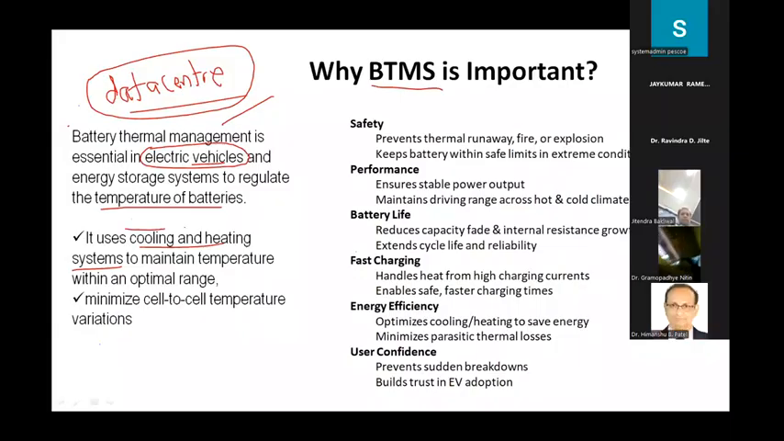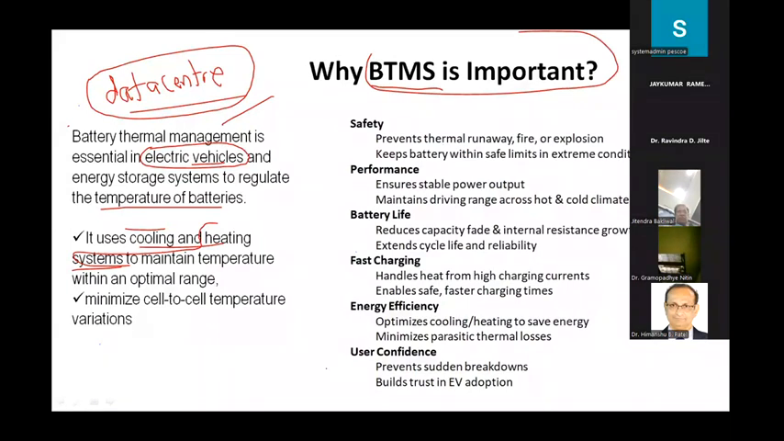But in many of the locations across India, across Europe, or across other countries also, where the temperature falls below 0 degrees Celsius, there will be a requirement of heating systems to manage the battery thermal or to manage the safe operating temperatures of the battery. So I have just listed down a few points which will help us in understanding why the BTMS is important.